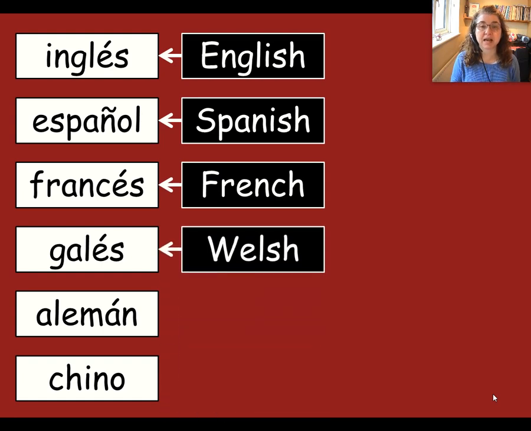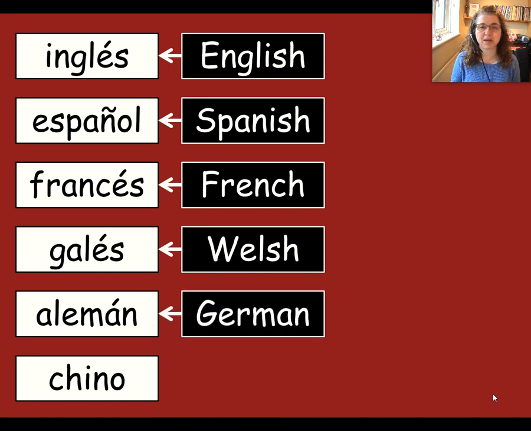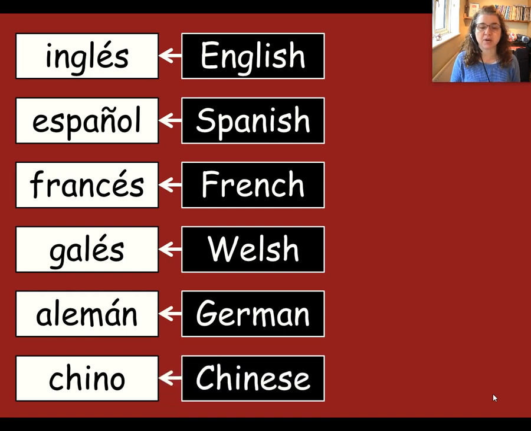Welsh. And Alemán. That's right, Alemán is German. And the last one, Chino. That's right, that one is Chinese. Let's have a practice of those.